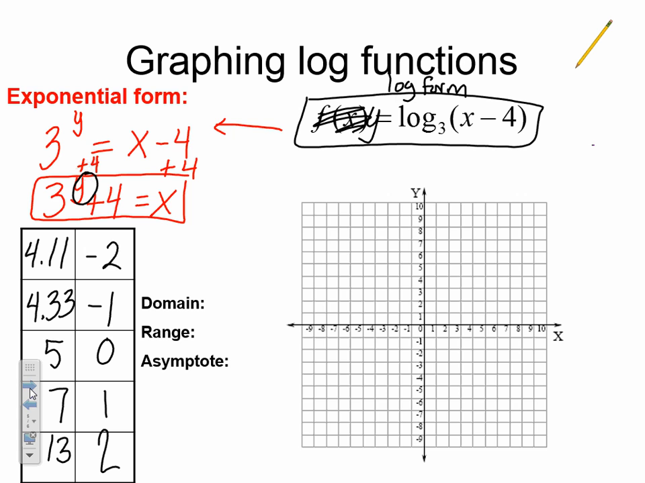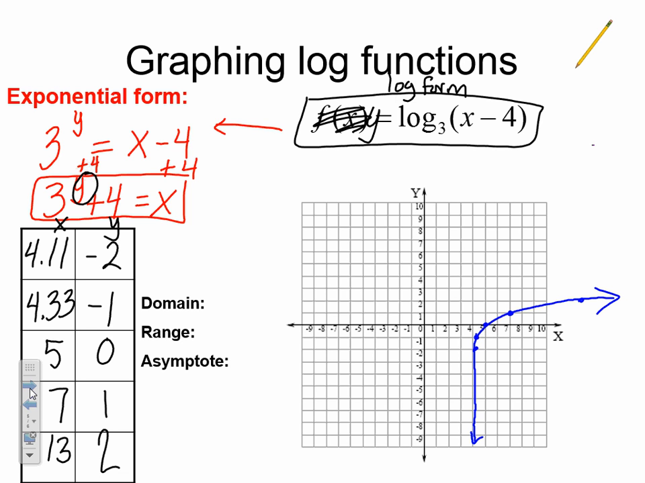Okay, and we make a picture of this just like the other one. Be very careful because we're going over some maybe decimal amount and then up or down next. Okay, so over 4.11, down -2. Over 4.33, down 1. Over 5, 0, 7, 1, 13 up 2, somewhere over here. Swooshing here, my log graph, making him curve.